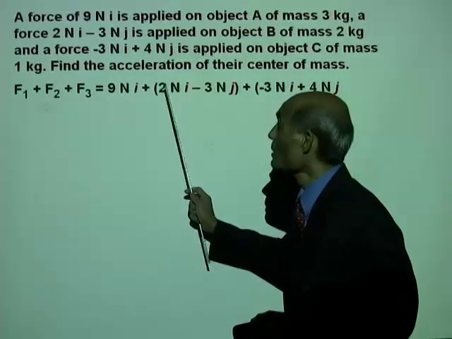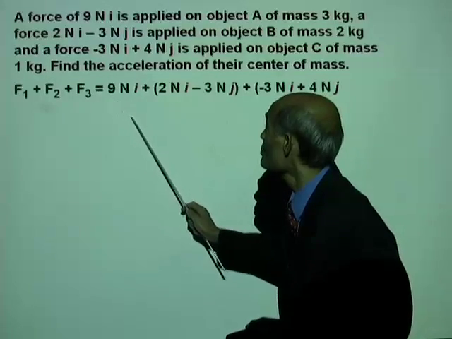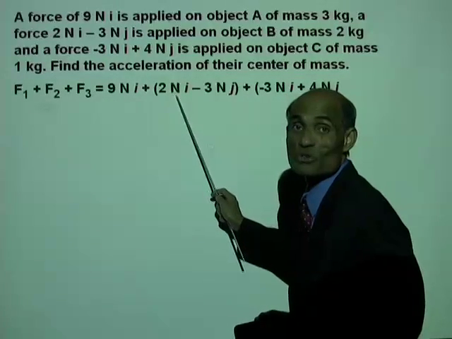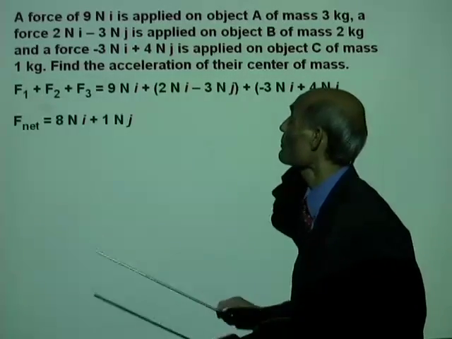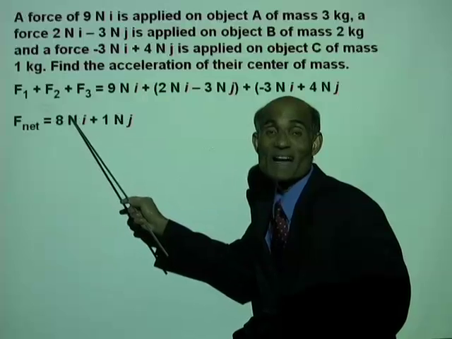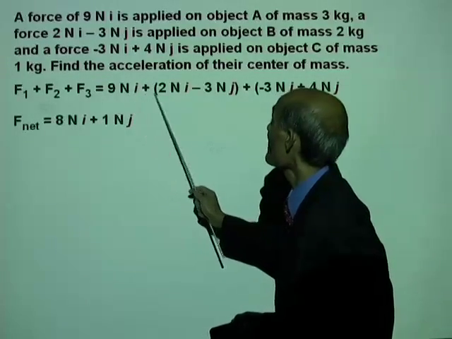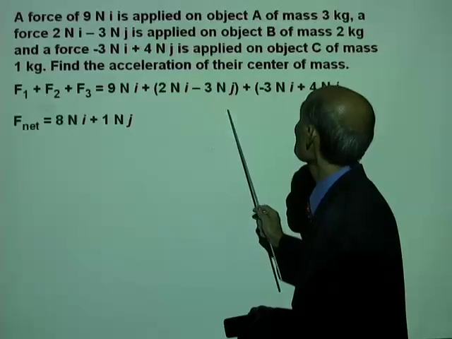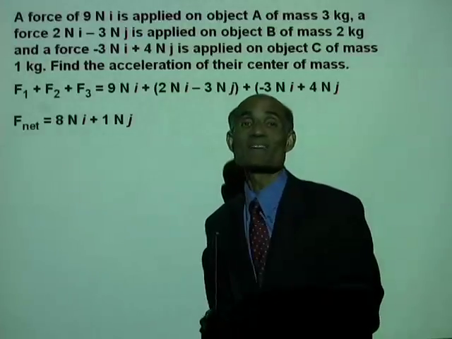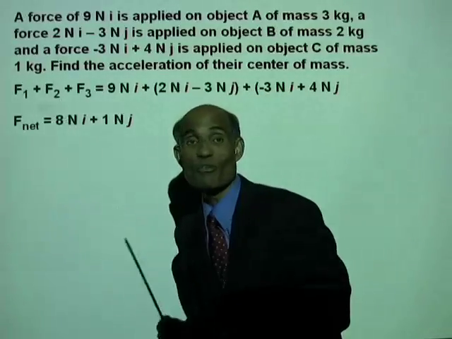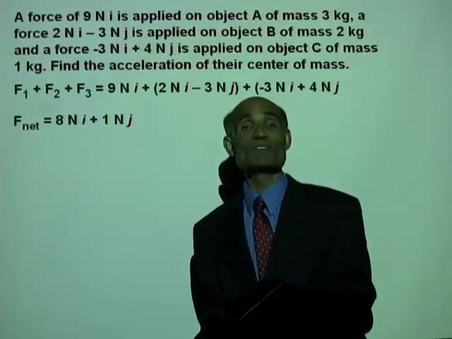When you add them, we add the x components. That will be 9 Newton I plus 2 Newton I minus 3 Newton I. That will be 8 Newton I, adding the x forces. Similarly, add the y forces. Negative 3 Newton J plus 4 Newton J is 1 Newton J. So the net force is 8 Newton I plus 1 Newton J.